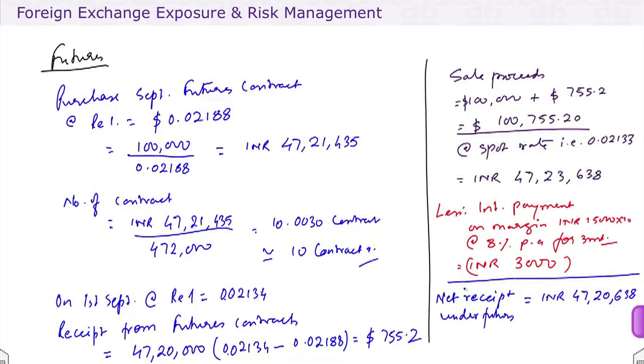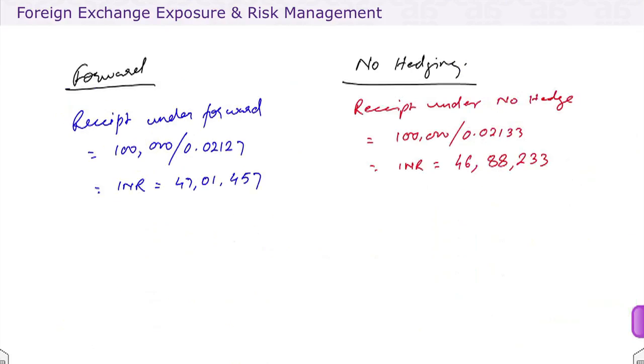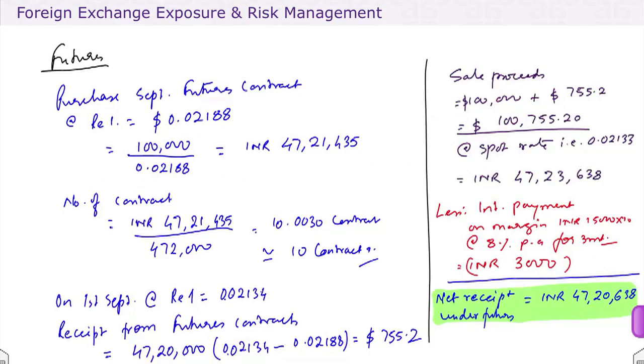Now if we compare, in futures the net receipt is 47,20,000. In case of forward, it is 47,01,000, and in case of no hedge it is 46,88,000. Then we obviously know that the receipt in case of futures is highest. So this is what you should be recommending. So hedging is recommended.